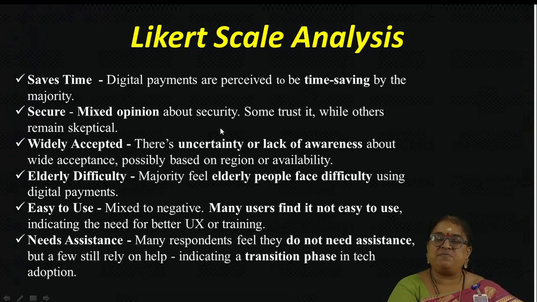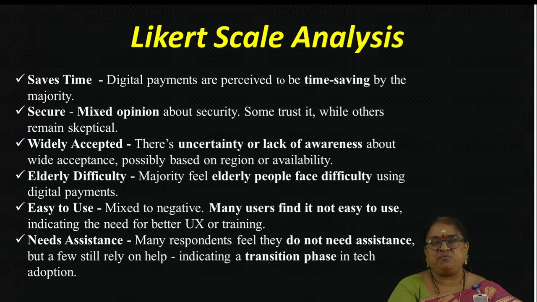So some of the respondents trust that, but others remain unsure it is acceptable. Then widely accepted. There is also uncertainty and lack of awareness. So there is a possibility based on the region or availability. Just like that, you have to give the inferences for the Likert scaling analysis.